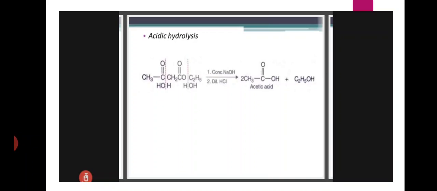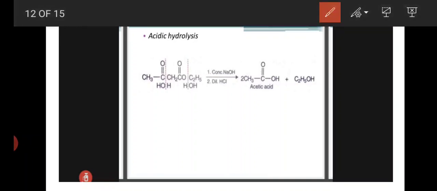Next is acidic hydrolysis. Here this is acetoacetic acid. Hydrolysis of ethyl acetoacetate. Here we are taking 2 moles of water molecule, H2O, H2O, which means two acetic acids are formed and one ethyl alcohol is eliminated.